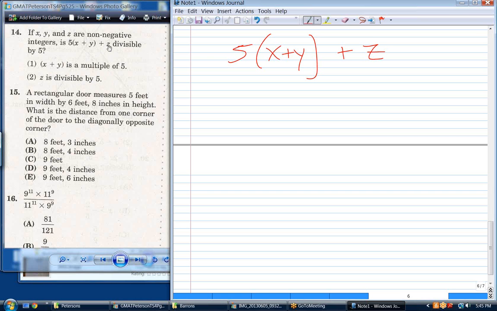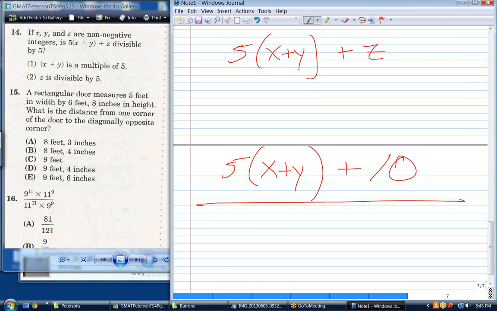No. Well, what are some Z's that would be divisible by 5? Give me one. 10. Is that quantity that I've written right there divisible by 5? Yes, it is. Give me another Z. 15. Is that divisible by 5? Yes. So as long as Z is divisible by 5, this whole thing is divisible by 5. So statement 2 alone is a yes.